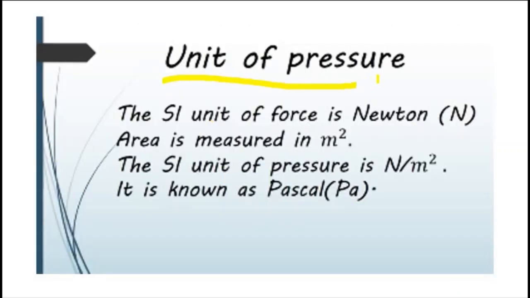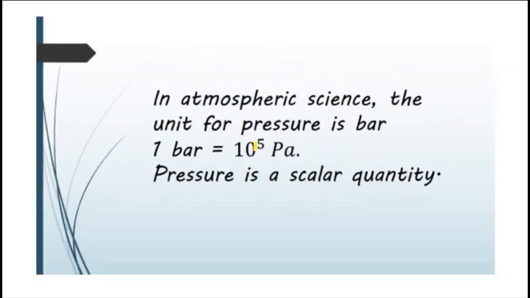Now, unit of pressure. Students, the SI unit of force is Newton. Its symbol is N. And area is measured in meter square. Therefore, from the formula, the SI unit of pressure is Newton per meter square and it is known as Pascal and its symbol is Pa. Students, in atmospheric science, the unit of pressure is bar and 1 bar is equal to 10 raised to 5 Pascal. Pressure is a scalar quantity.